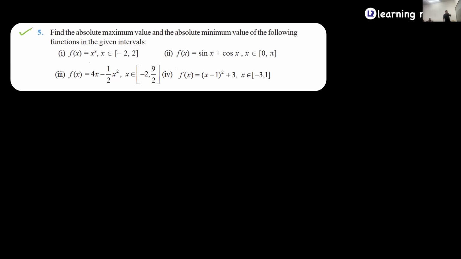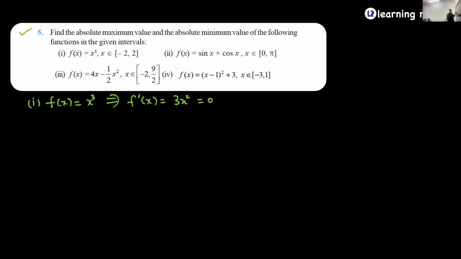The next question is, find the absolute maximum value and the absolute minimum value of the following functions in the given interval. First question is, f of x is equal to x cube. The domain of this function actually is supposed to be real numbers, but they define the domain only between -2 to 2. So from here, what is going to be the value of f dash of x? It is going to be 3x square.